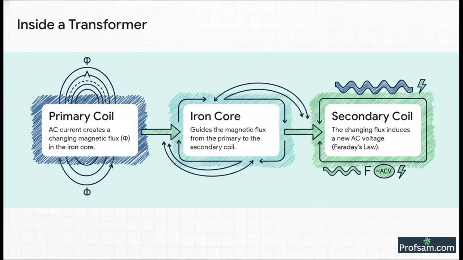So let's break down what's happening inside. First, an alternating current, or AC, flows into the primary coil. Because AC is constantly changing direction, it creates a constantly changing magnetic field inside the iron core.